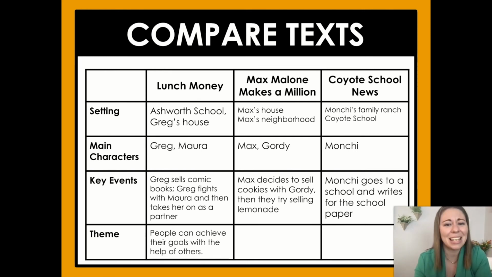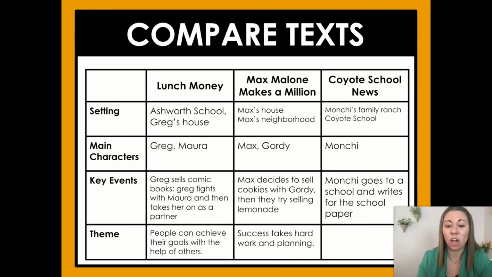Okay, now let's think about Max Malone Makes $1 Million. What is the theme there? What lesson is the author trying to get us to learn? Again, Max wants to make money, but he thinks it's going to be a piece of cake. Easy peasy, no problem. So what does he learn there? You got it? Pause if you don't and think about it. That's the best way to learn, is for you to think.